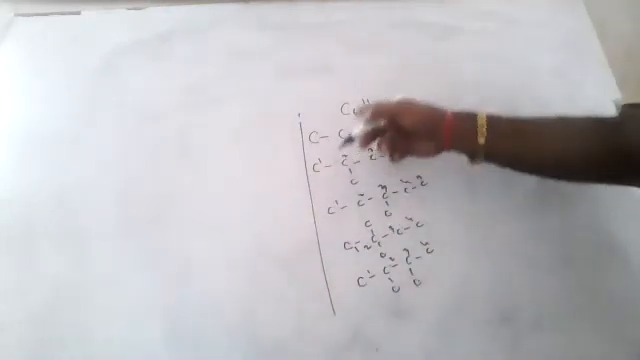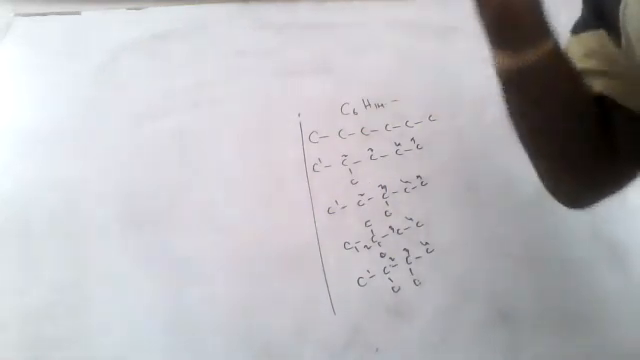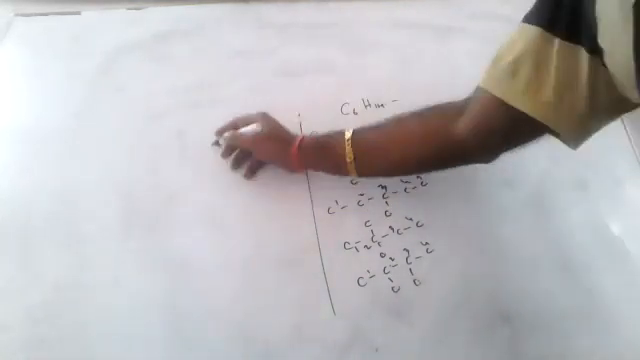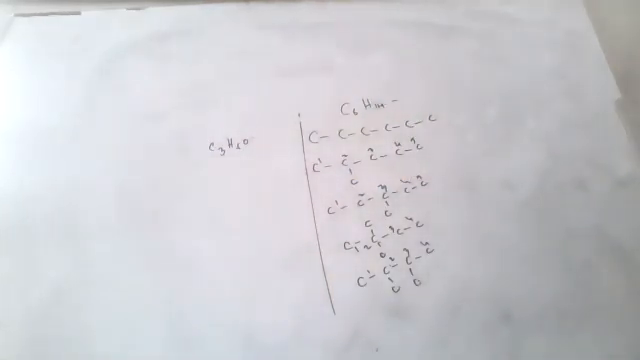Next. So these are the different methods we can apply, children. Next, draw the structural formula and all possible isomers of C3H6O. What will you understand from C3H6O, children? Is it an aldehyde or a ketone? Ketone.